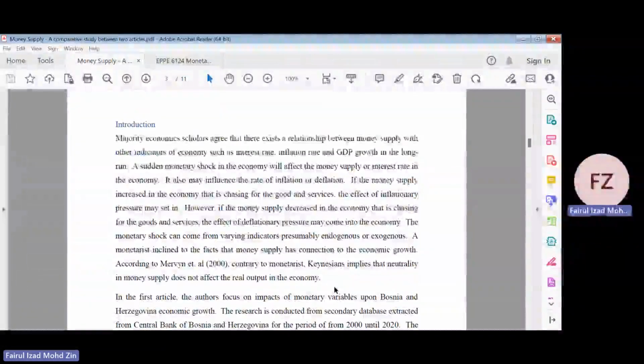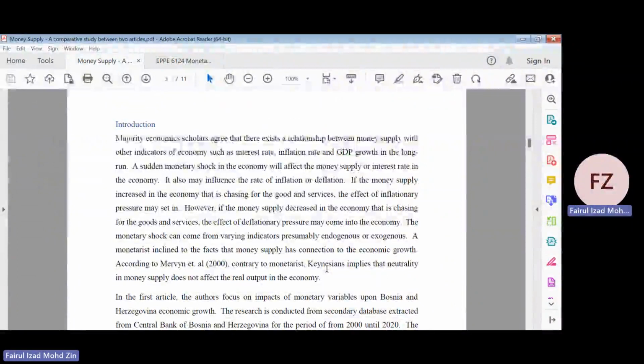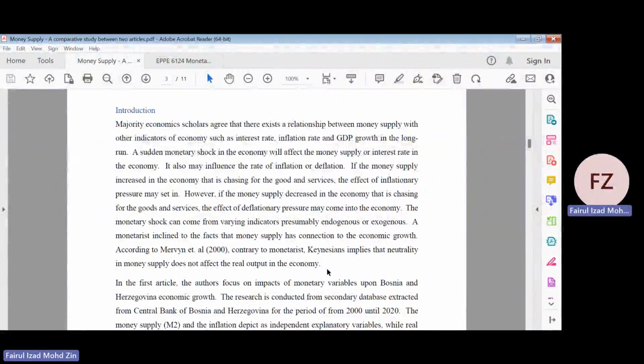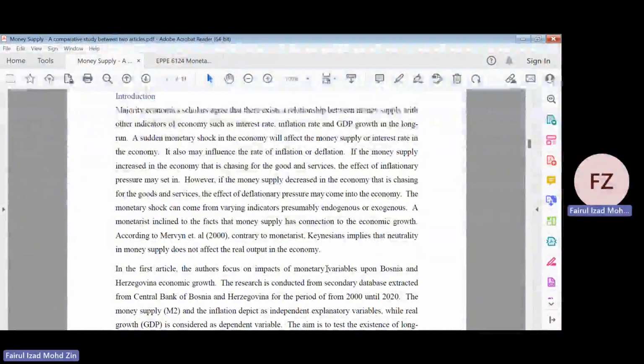So for the introduction, the majority of economic scholars agree that a relationship exists between money supply and other indicators of the economy, such as interest rate, inflation rate, and GDP growth in the long run. A sudden monetary shock in the economy will affect the money supply or interest rate. It may also influence the rate of inflation or deflation. If the money supply increases in the economy, chasing goods and services, inflationary pressure may set in. However, if the money supply decreases, the effect of deflationary pressure may come into the economy.